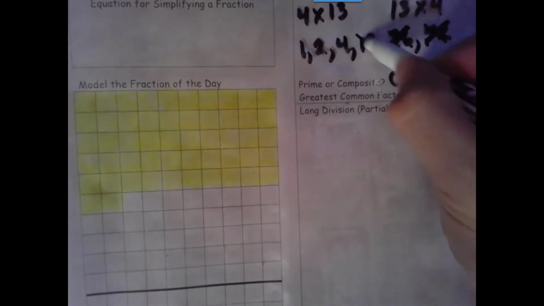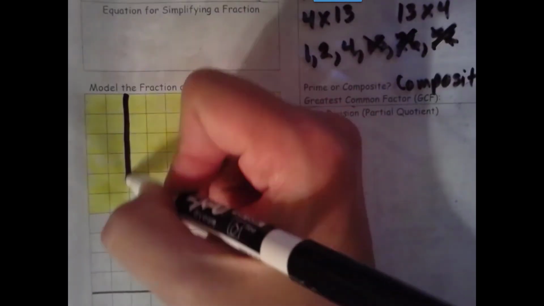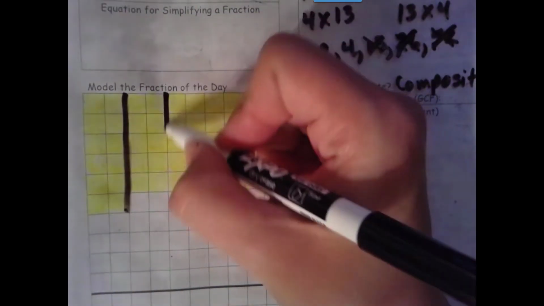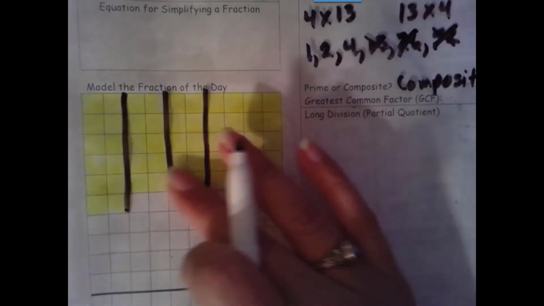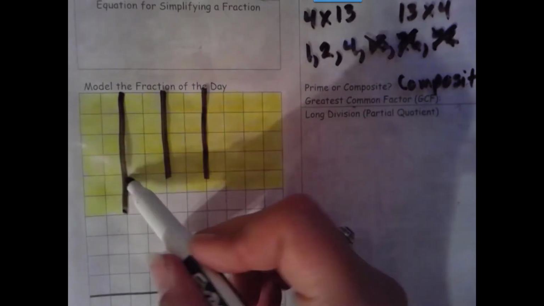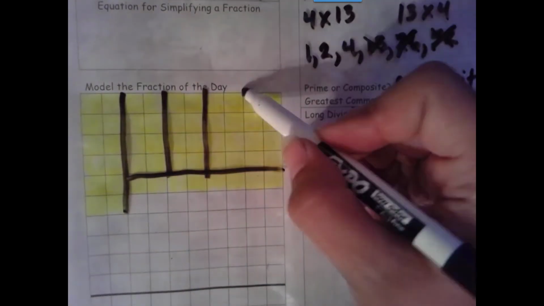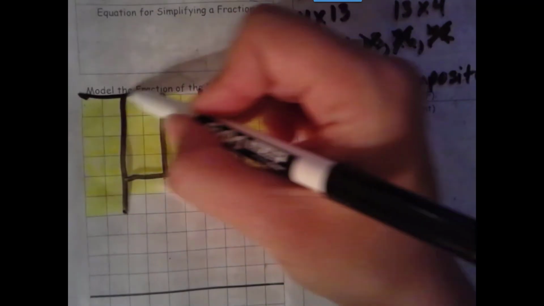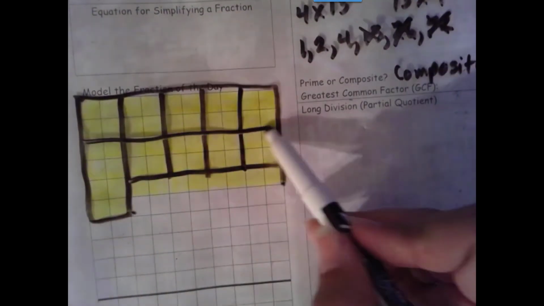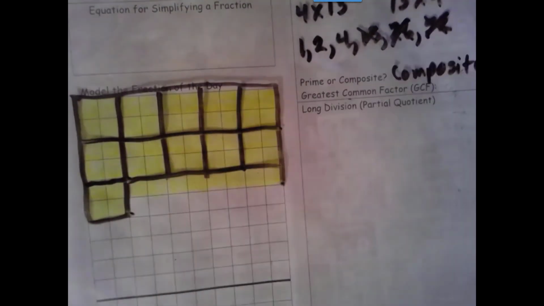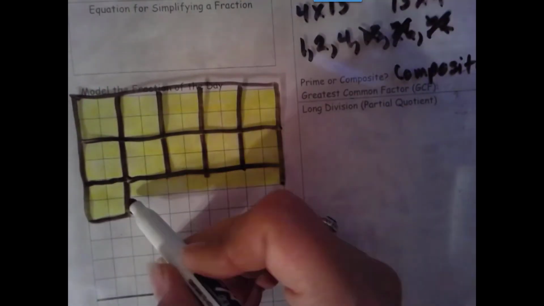4. So we want to try to make our groups of 4. Keep your shaded separated from your unshaded. I'm going to use perfect squares. Those are a little easier to make. 4 is a perfect square number because I can make a 2 by 2 perfect square.